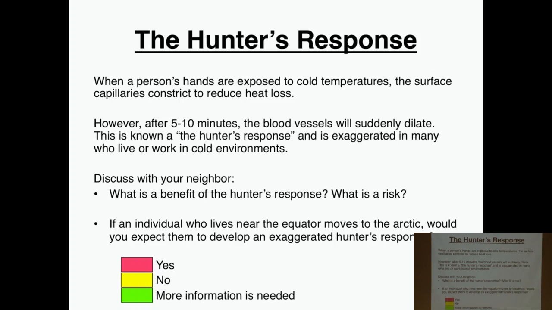What I meant here is that in people who live or work in cold environments, they're the ones where you see this exaggerated response. So the question is, would you expect people who move from a hot environment to a cold environment to see this? So still, does anybody think that you would see them develop an exaggerated response? Yeah?